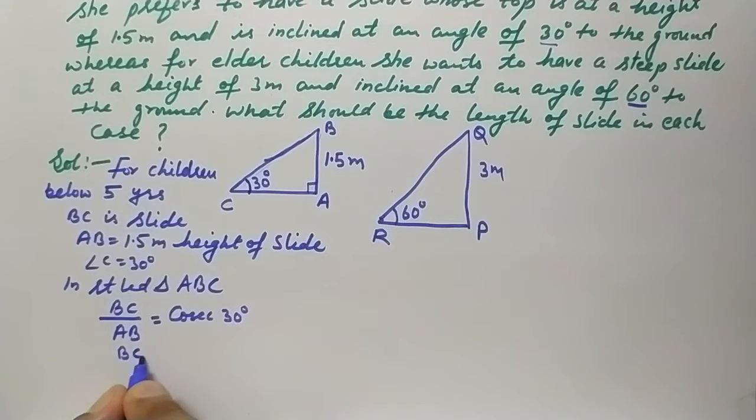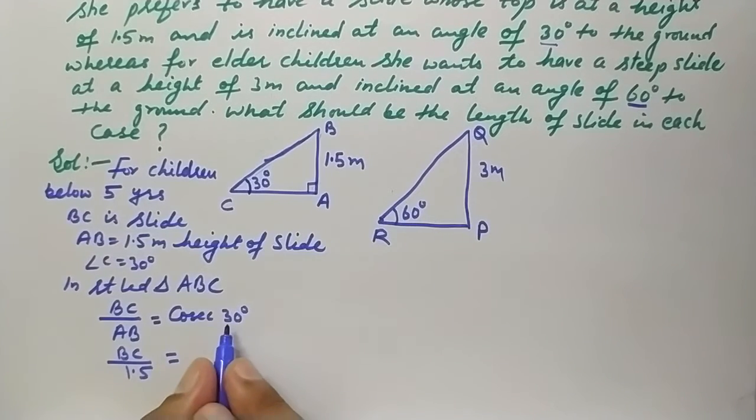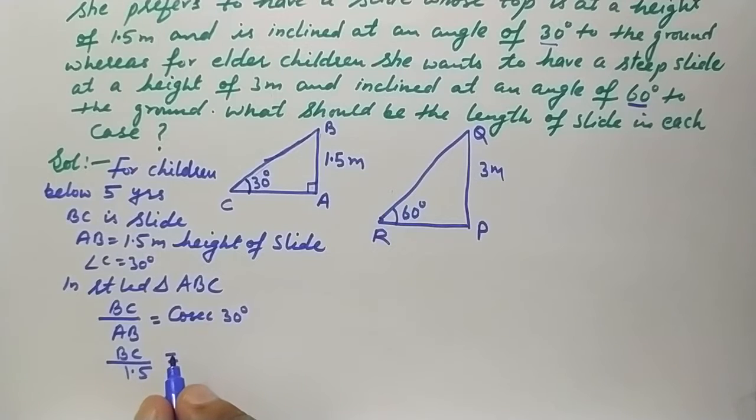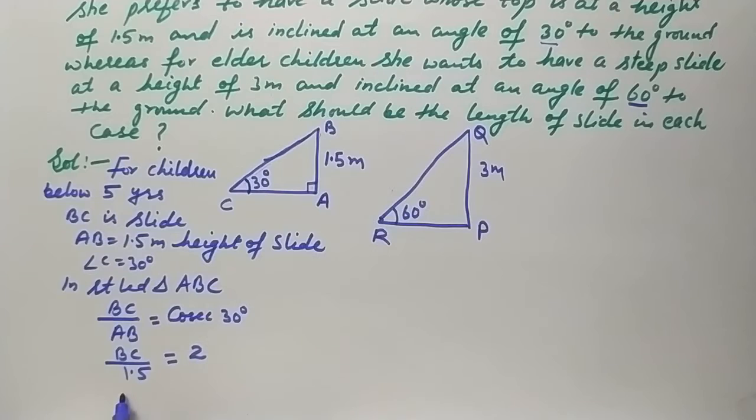So BC over AB, and AB is given as 1.5. Now cosecant 30: you know sine 30 is 1 by 2, so the reciprocal of sine 30 is 2 over 1, that is 2. So BC is equal to, cross multiplying, 1.5 into 2, which is 3 meter. So the length of the slide for the children below the age of 5 years is 3 meter.